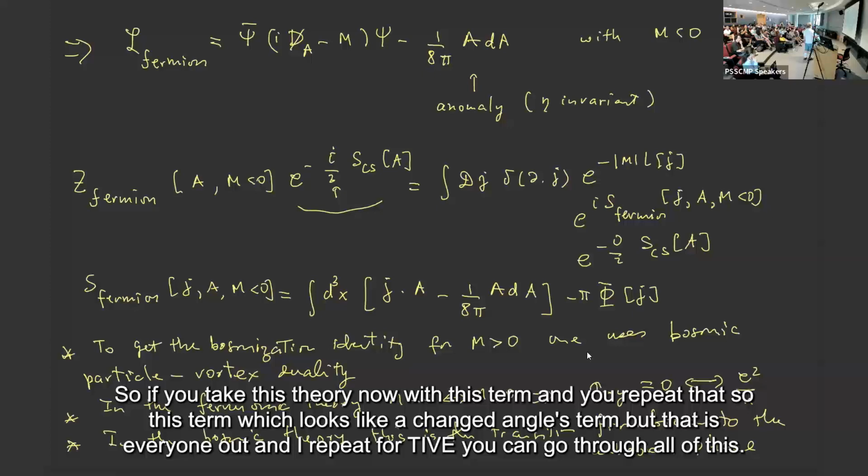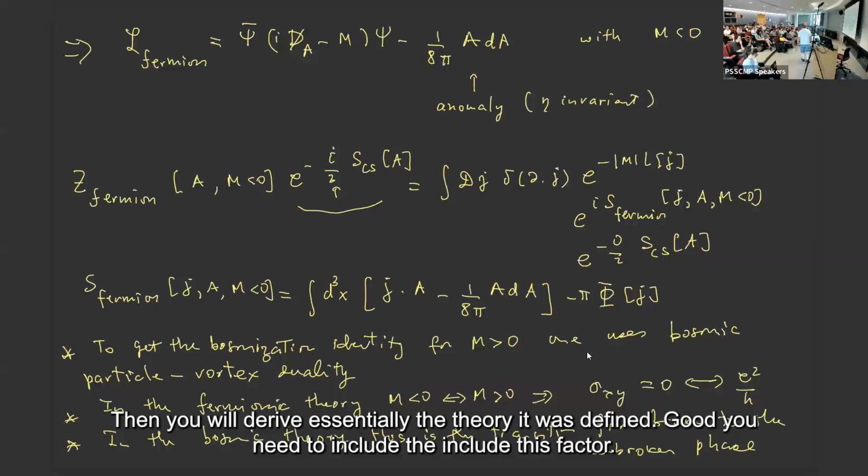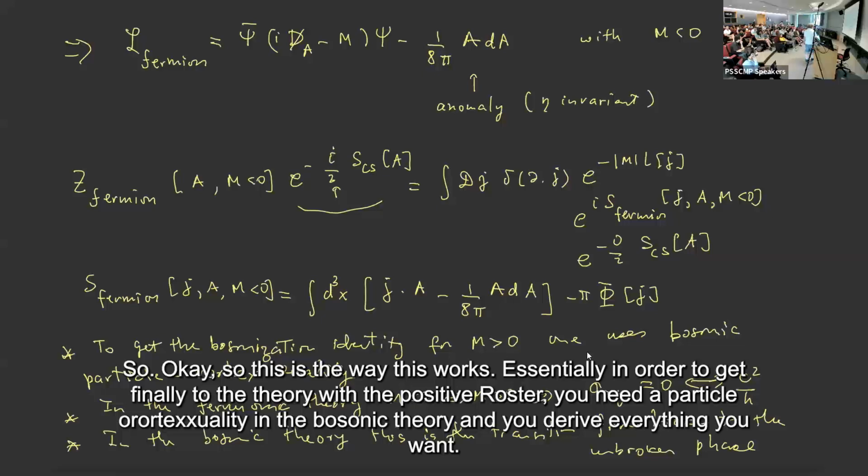So if you take this theory now with this term and you repeat that, so this term looks like a Chern-Simons term at level 1/2, and I repeat what I did, you can go through all of this. Then you derive essentially the theory that was required. But you need to include this factor. So this is the way this works. Essentially, in order to get finally to the theory with a positive mass term, you need to do the particle vortex duality in the bosonic theory, and you derive everything you want.